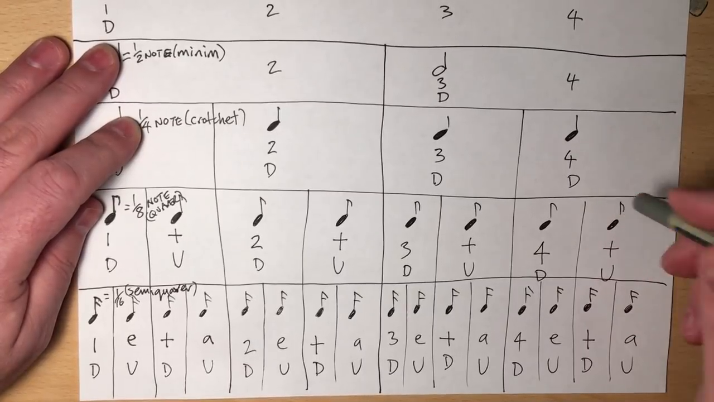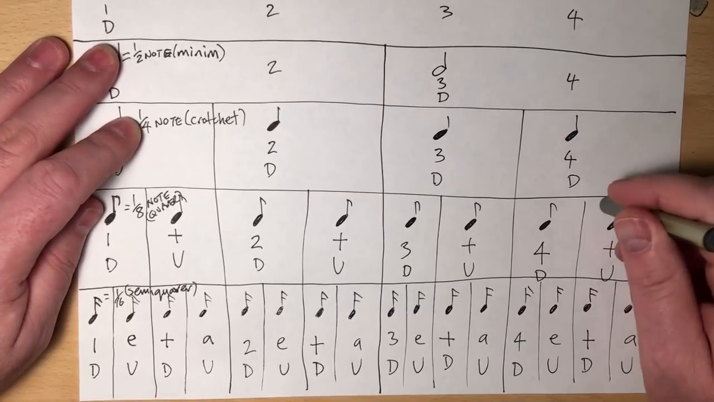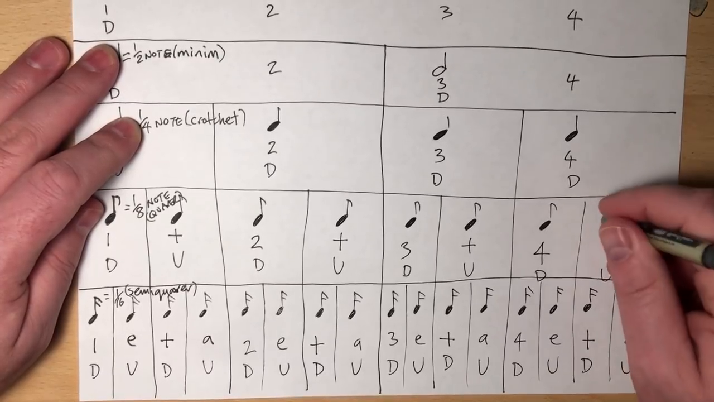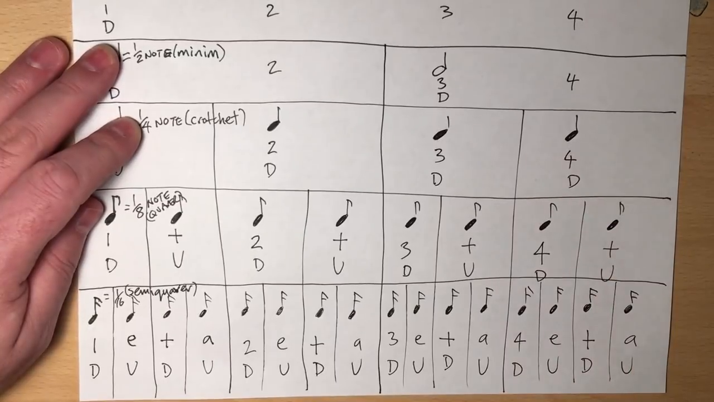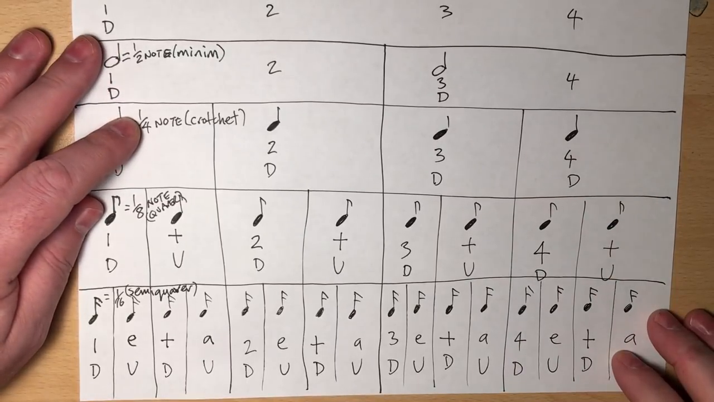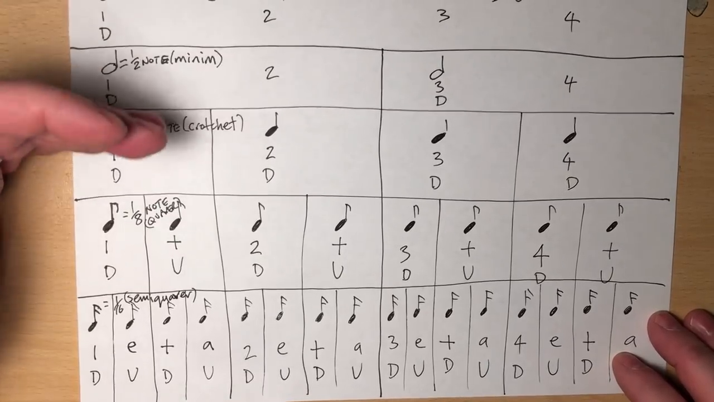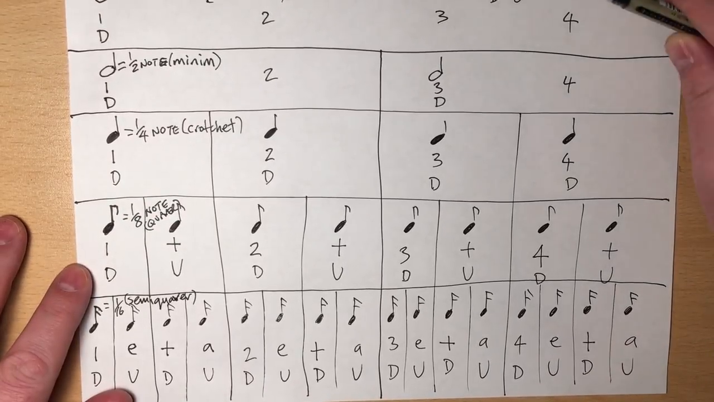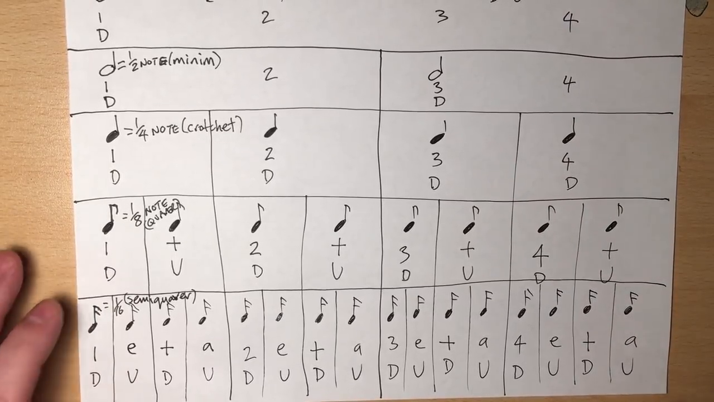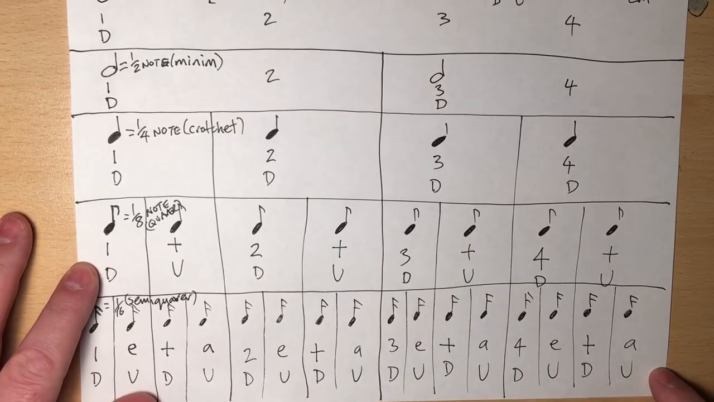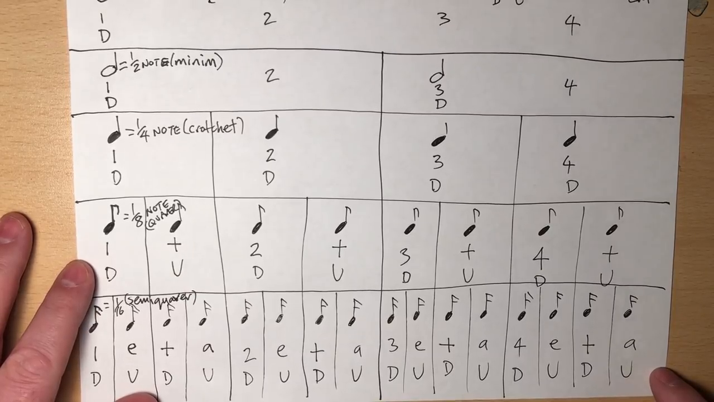One E and a, two E and a, three E and a, four E and a, down, up, down, up, down, up, down, up. It's a little bit harder, isn't it? So if we stick with that, then you'll be able to use all these different rhythmic ideas to create bigger patterns and other strumming patterns. The semi-quavers, the 16th note, you're probably not going to get into that right now, but it's a useful thing for you to be able to understand.